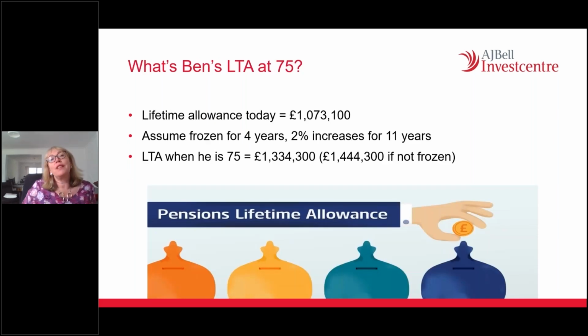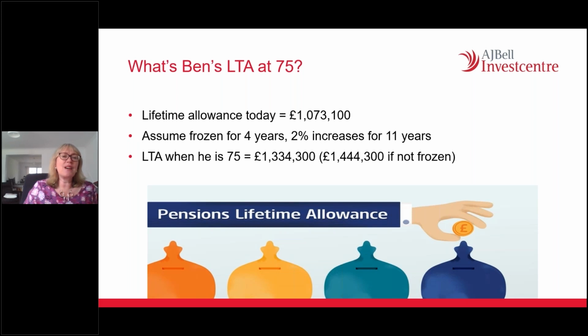So first of all, let's do some crystal ball gazing and figure out what Ben's lifetime allowance is going to be at 75, so 15 years in the future. Now it's 1,073,100. We're assuming it's going to be frozen for 4 years. I've again assumed 2% increases for the next 11, and you might want to do something completely different from that. Again, it's up to you to decide what's the best assumption for you. This works out at 1,334,300.